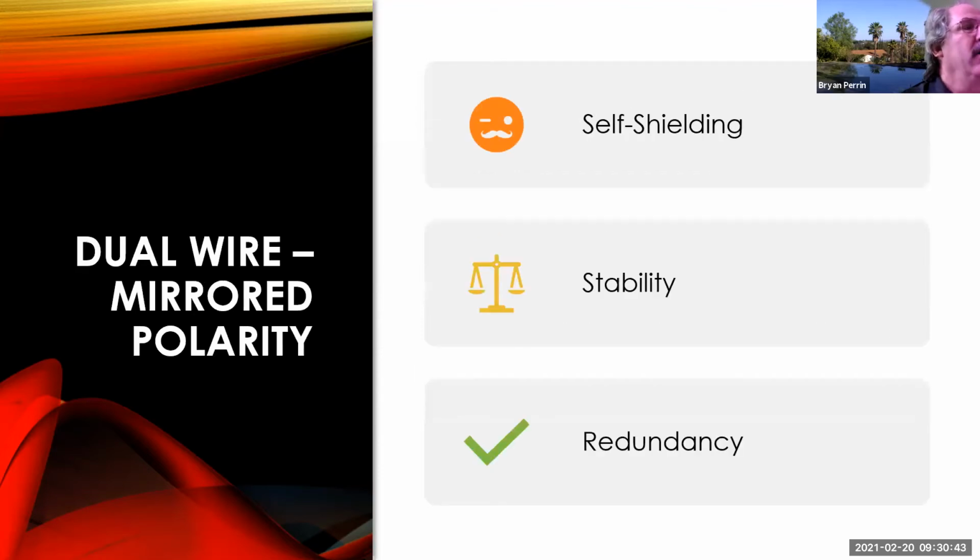So dual wire mirrored polarity is self-shielding because of the mirrored polarity. That's one of the things that makes CAN very effective. On our high-speed CAN, we're going high and low at the same time. So anytime we talk, we're canceling each other out, and so it becomes self-shielding, very stable. Redundancy is questionable.